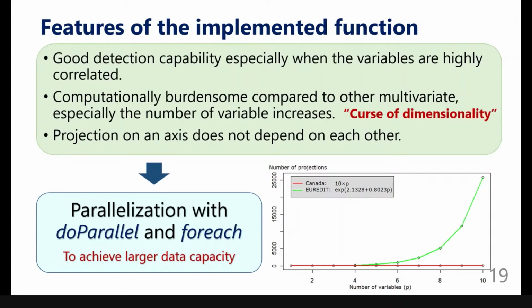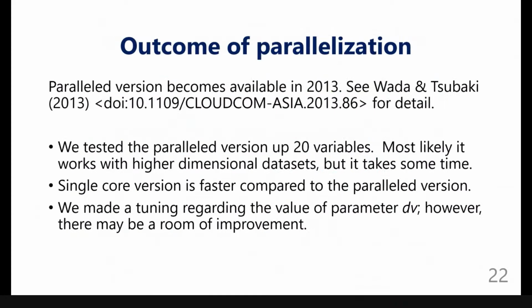The implemented function can process up to 11 variables with 100 observations on a 32-bit old PC with a maximum of 4 GB memory. It's not so big a data set, so we also made a parallel function using doParallel and foreach packages. So the parallel function together with an IEEE conference paper is available regarding this work.